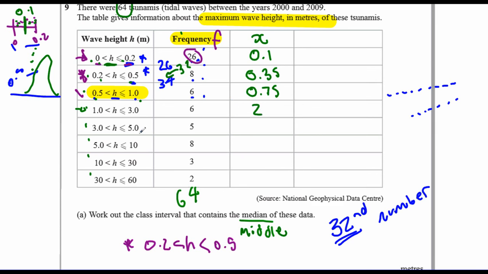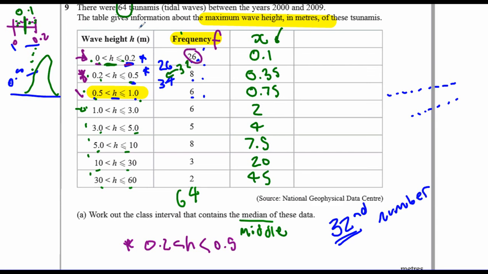Don't worry about the 0.0. Middle of 3 and 5 is 4. Middle of 5 and 10 is 7.5. Middle of 10 and 30 is 20. The middle of 30 and 60 is 45. So these are all our x's.